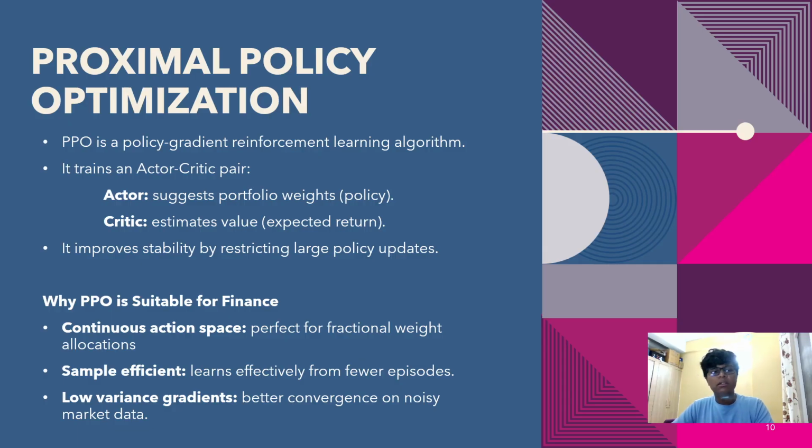Now, why is PPO suitable for finance? First of all, it works in a continuous action space. Since the allocated money is in fractions of the total money, let's say 0.23 of the cash value will go to company A, 0.22 will go to company B, and maybe the remaining will just stay as cash. Since it is fractional weight allocation, PPO is suitable for that.